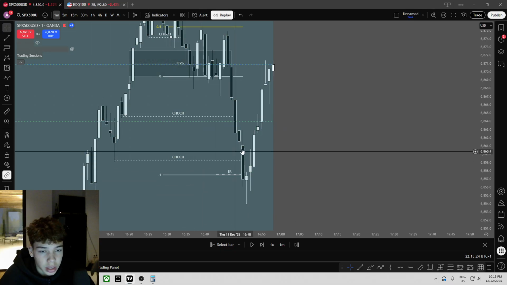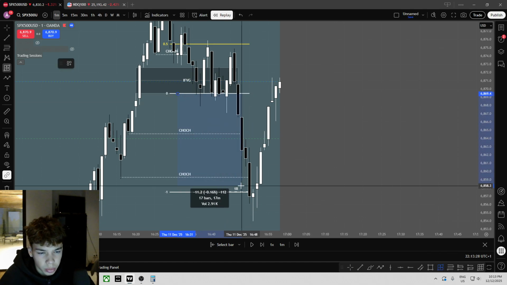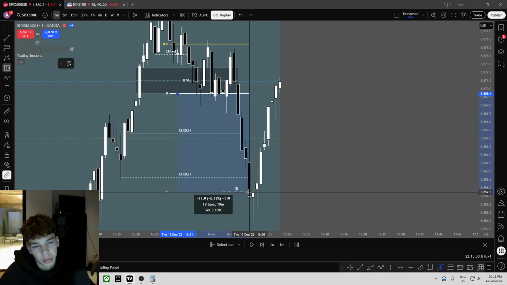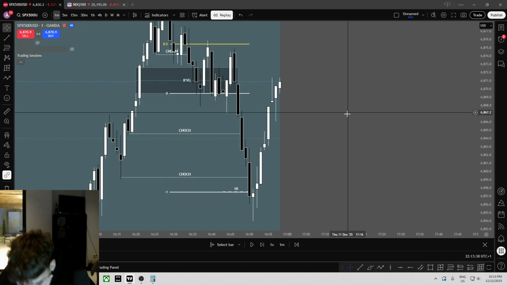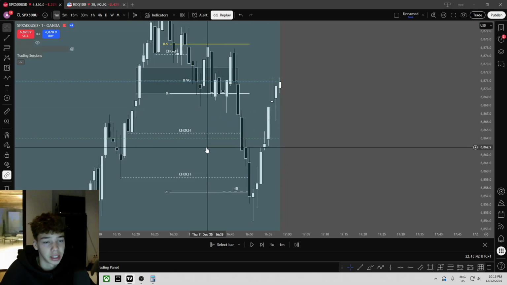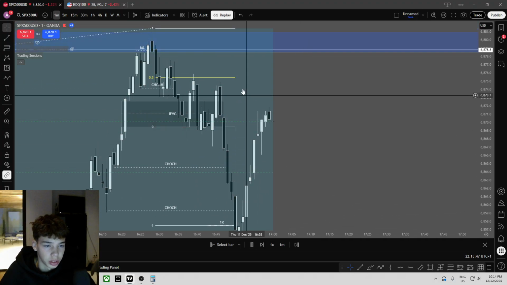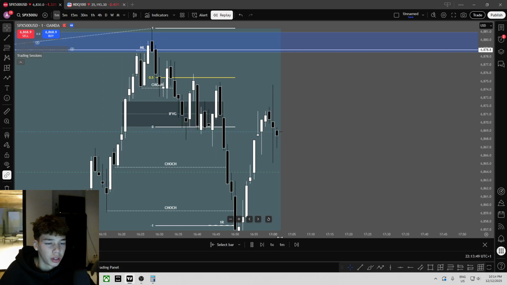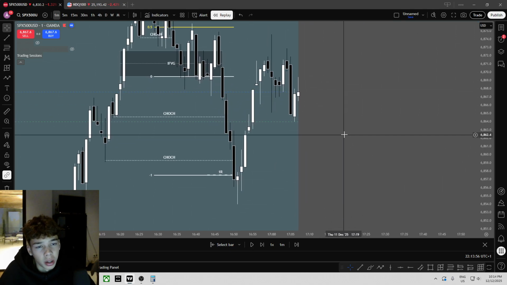This is literally a perfect model, and I would have made off this move a minus 0.17, which is not as good as the last, but it's still a good move down. I could have easily taken this, but I was just too greedy. I think we just keep moving higher. I don't actually remember, but anyways, that's besides the point.